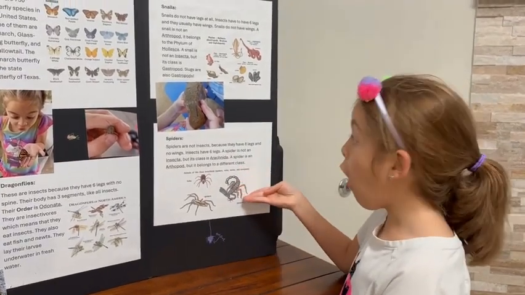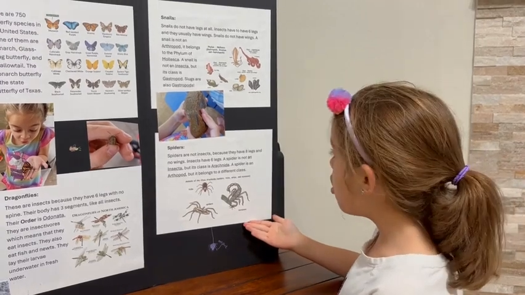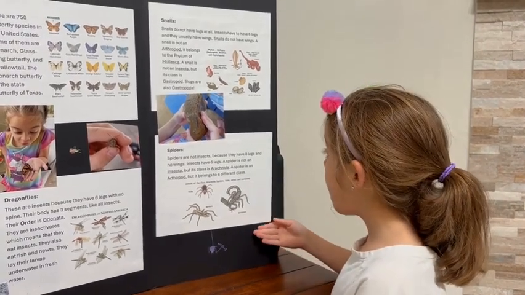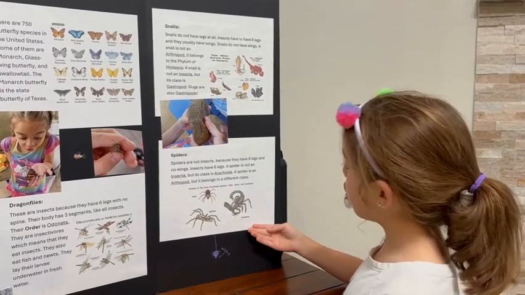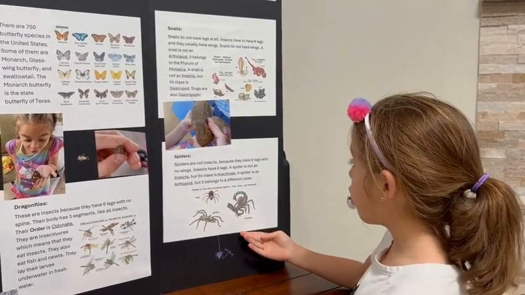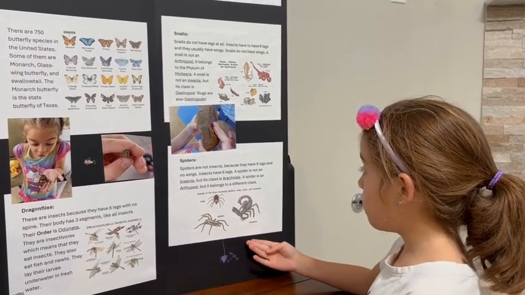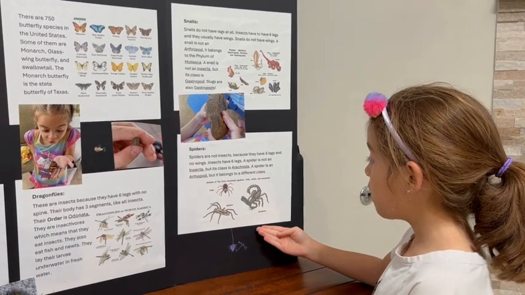Spiders are not insects because they have 8 legs and no wings. Insects have 6 legs. A spider is not Insecta, but its class is Arachnida. A spider is an arthropod, but it belongs in a different class.